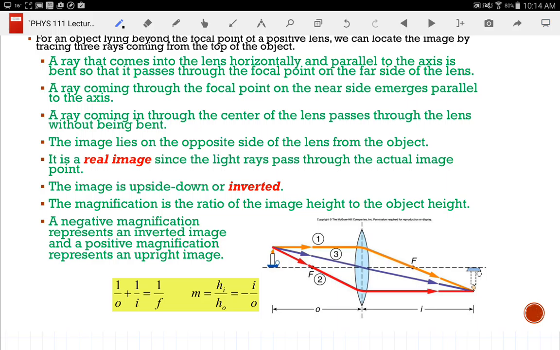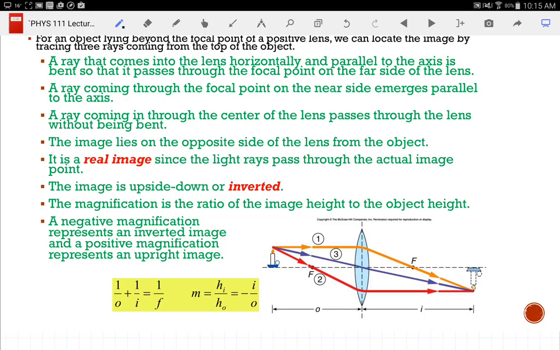The third ray is to check to make sure we didn't make a mistake in the first two. If we drew the first two perfectly correct, the third one would always match it. So we do the third one just as a double check. And the third one we call the vertex ray. It just goes from the tip of the object through the very center of our lens, and keeps going straight. Why straight? Because at the center of our lens, we have parallel sides. And so it's just going through parallel sides, the net change in angle is zero. That's how we draw it.